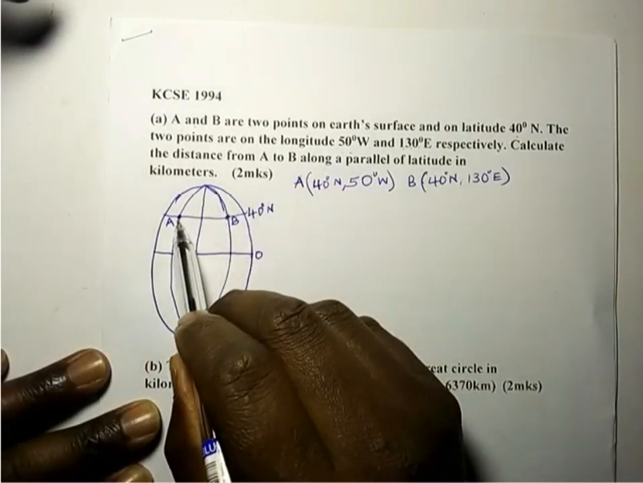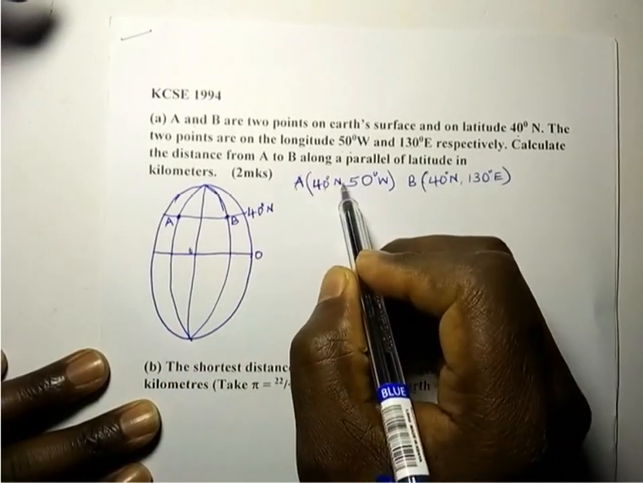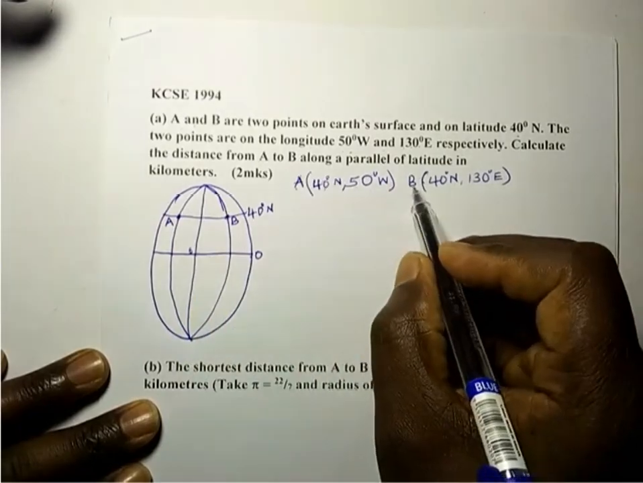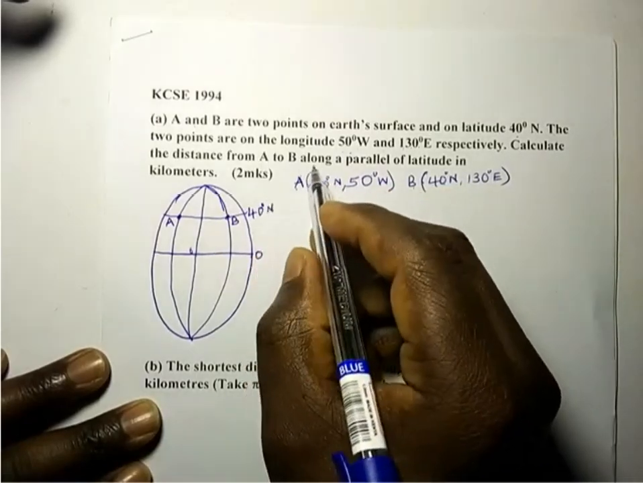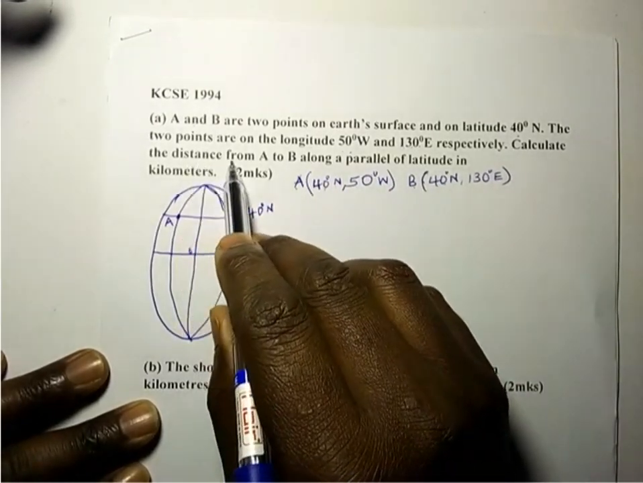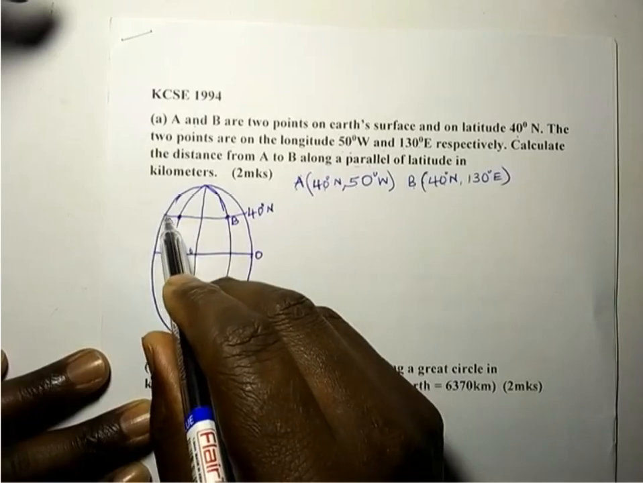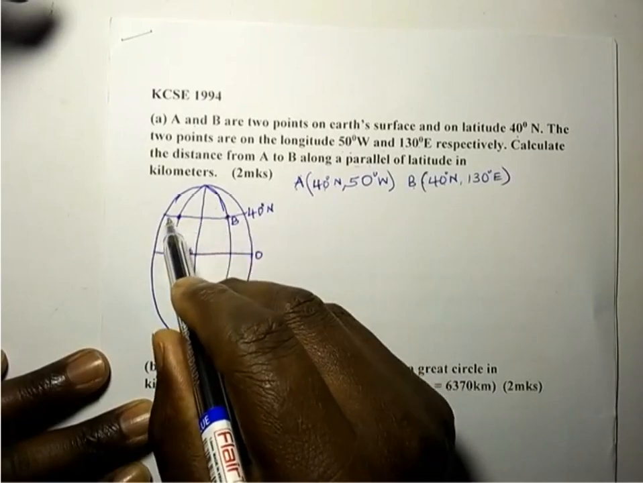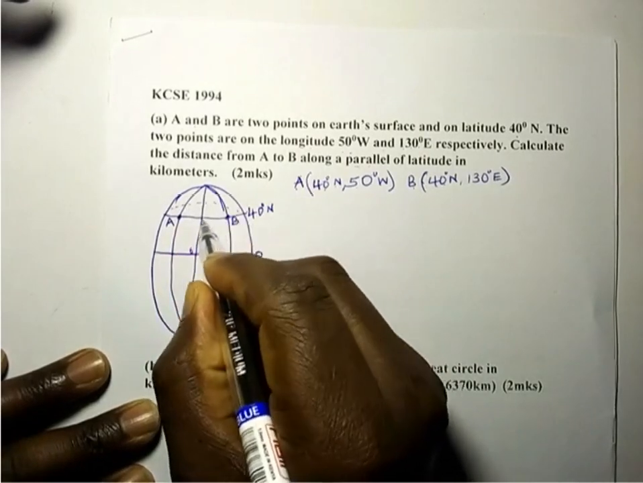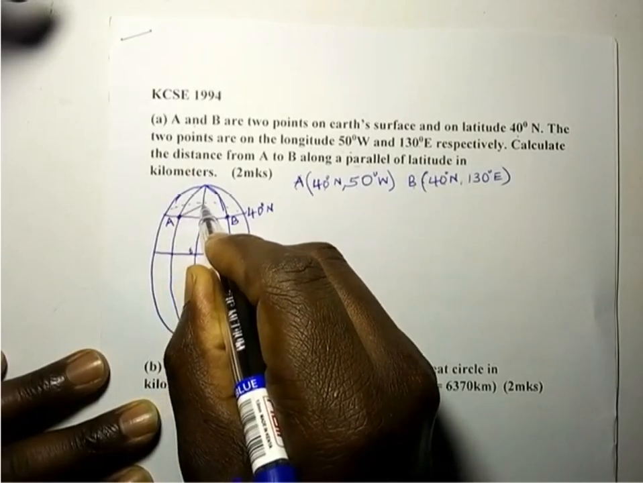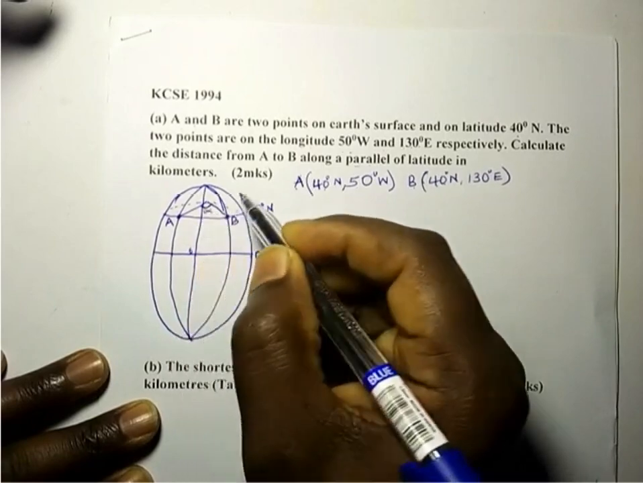So now we have our points A and B. You can clearly see that A is on 40 north, 50 west, and B is 40 north, 130 east. We have done that. So calculate the distance AB along the parallel. Remember, this is the equator and it is parallel with this. So we are calculating the distance along the small circle. So this is the small circle here. So we are calculating this here, where this is going to be the alpha.